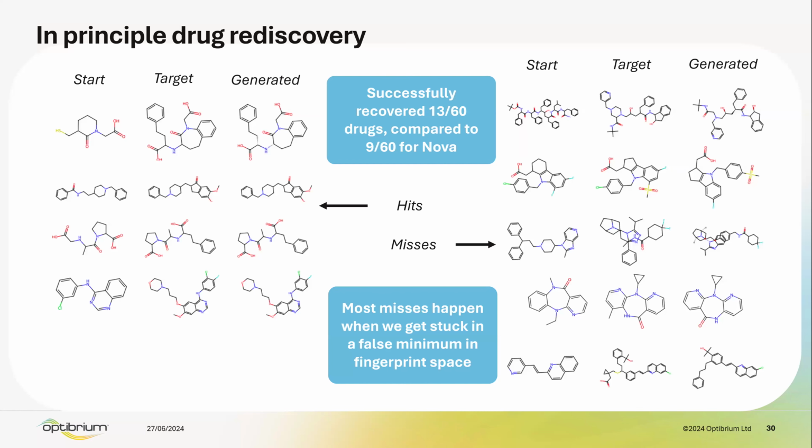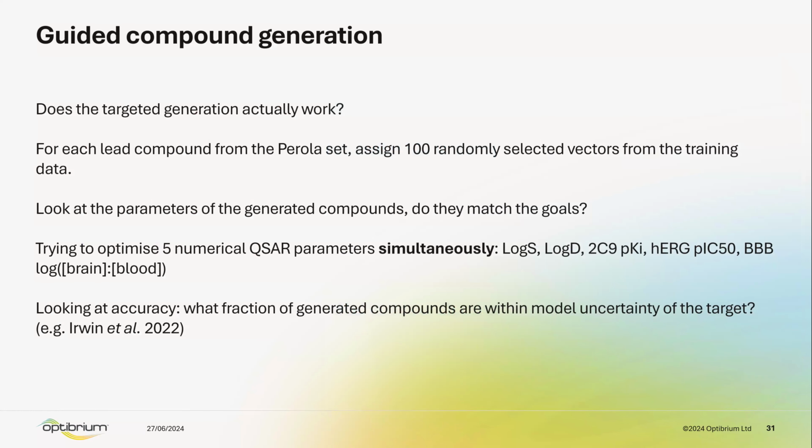So generally, we're pretty pleased with this as well. This is another tick for the model. And the final test we're looking at is guided compound generation. So we're giving the model a starting compound, or some number of starting compounds, and some number of goal vectors, and we're trying to optimize n parameters simultaneously. For this test, we took the same set of lead compounds and assigned 100 random goal vectors, and we're looking at how close we get to those goals. We're generating compounds given those starting compounds and those goal vectors.